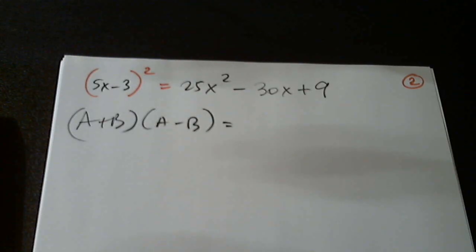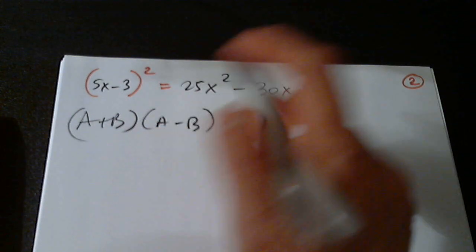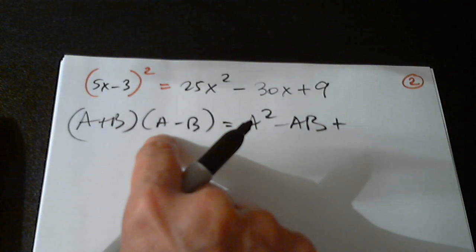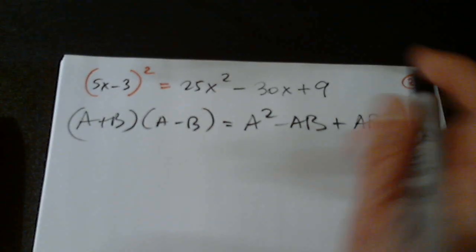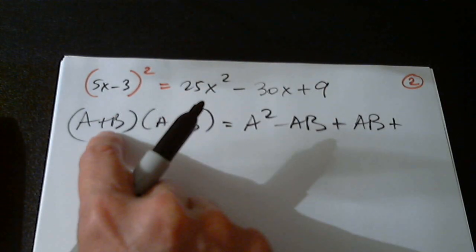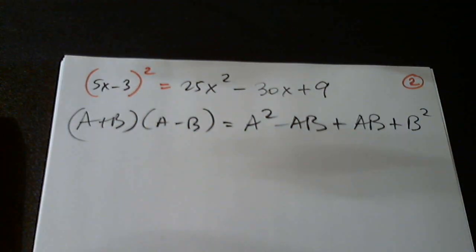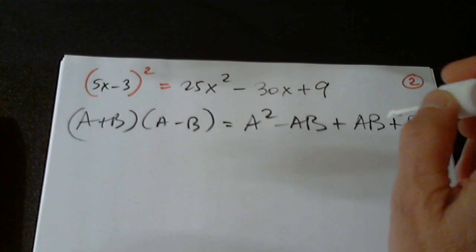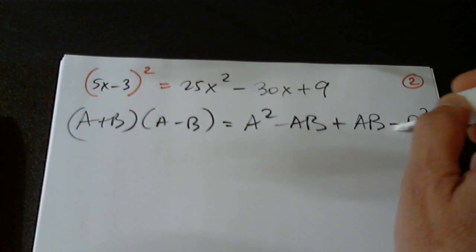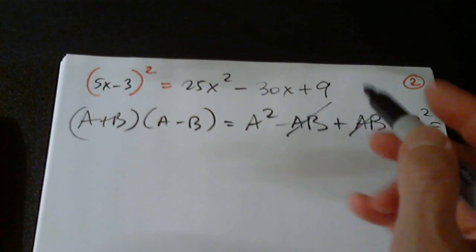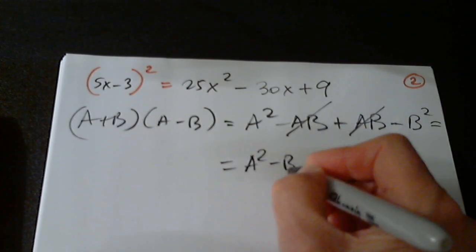Let's FOIL it. The first, the outer, the inner and the last. A times a, a times negative b, a times b, or b times a, plus, I'm sorry, I meant to write minus, a positive b times negative b, it's negative b squared. Good. What happens now in the difference of squares? What do you notice? Anyone? 4 terms. Very good. So a squared minus b squared.